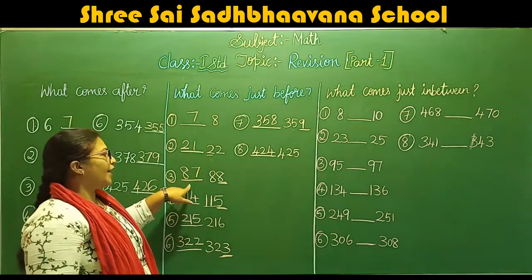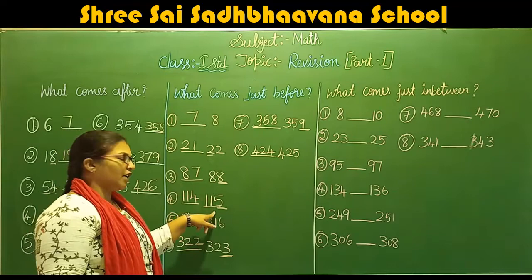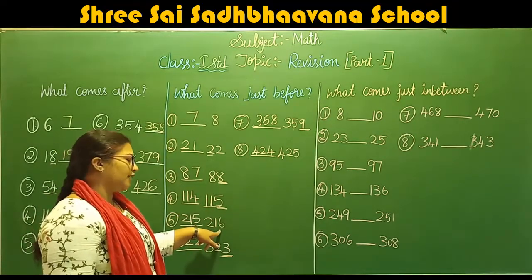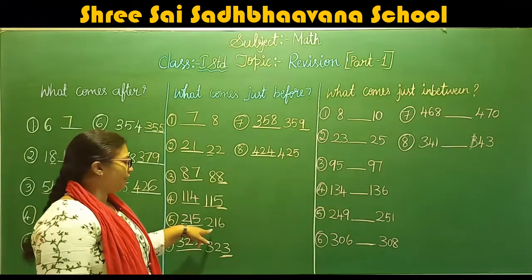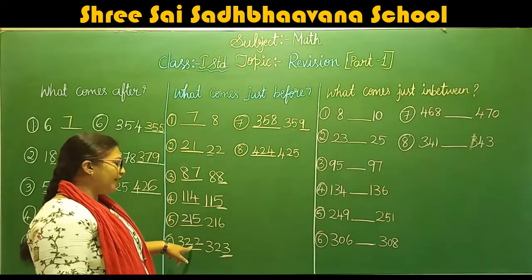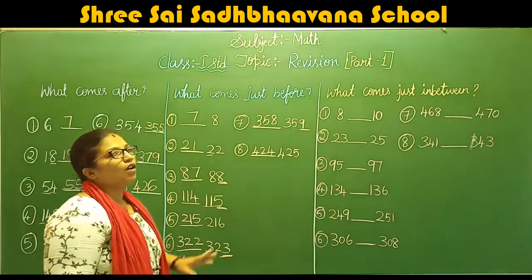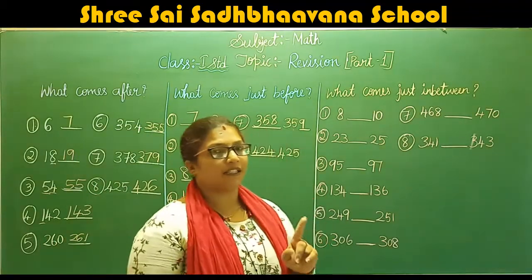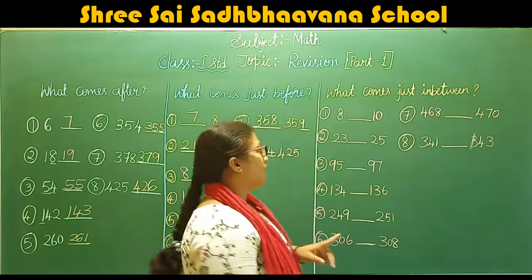21, 22, 87, 88, 115, 116, 215, 216, 322, 323. So remember that you should change the ones place number only. Ones place number only. Understood?